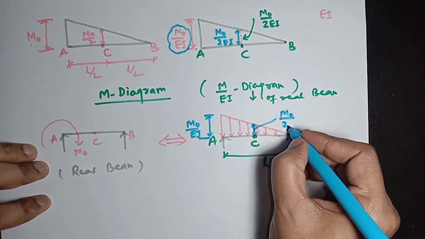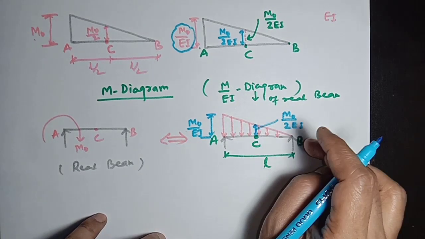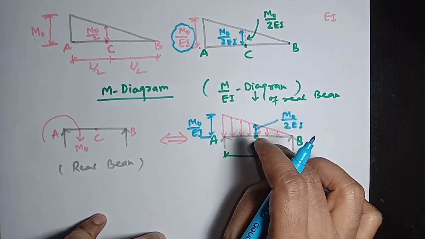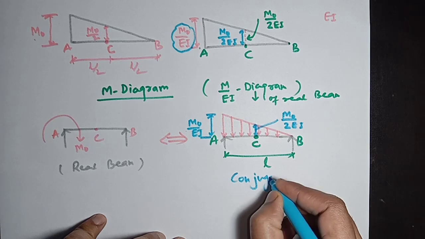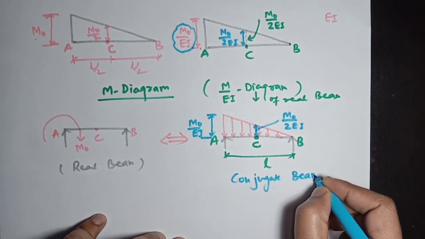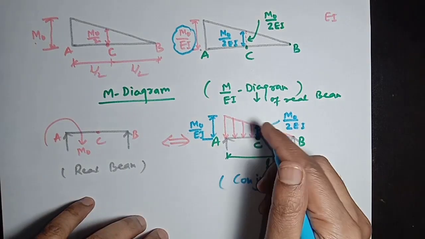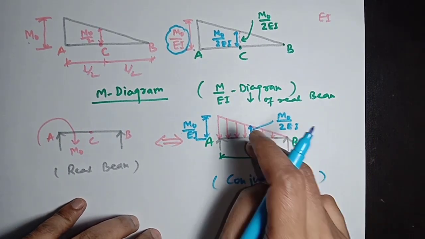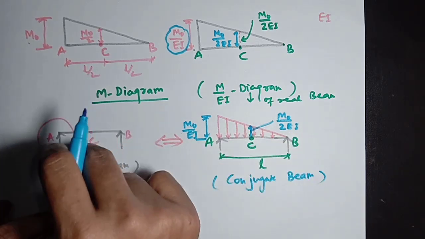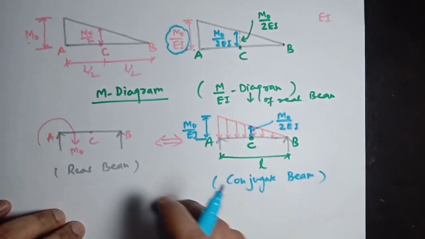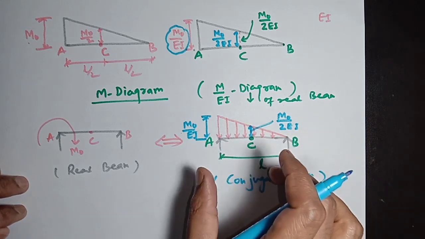M0 over twice EI. This is the value of loading, M0 divided by twice EI, at the center of this conjugate beam. This is the conjugate beam. Therefore, if we are able to find the bending moment at C of this conjugate beam, then it will directly give the deflection at C of the real beam which is subjected to the concentrated moment at support A. So now we are going to find the bending moment at C of this conjugate beam.